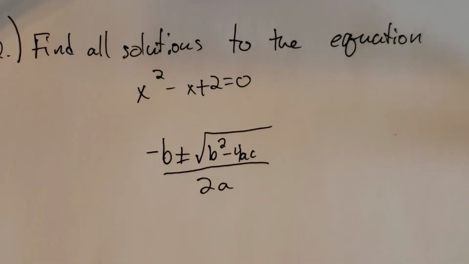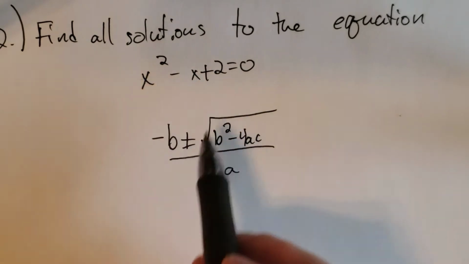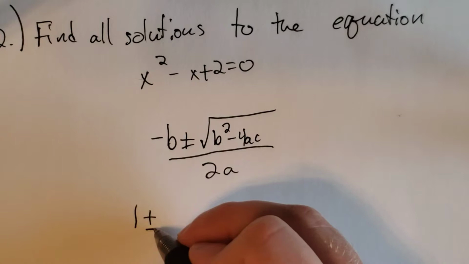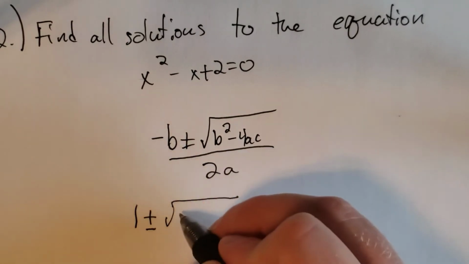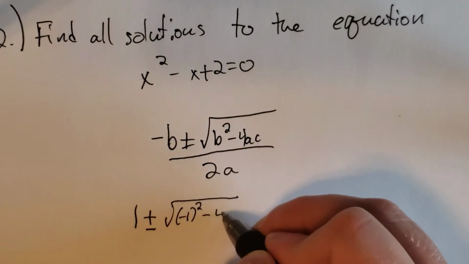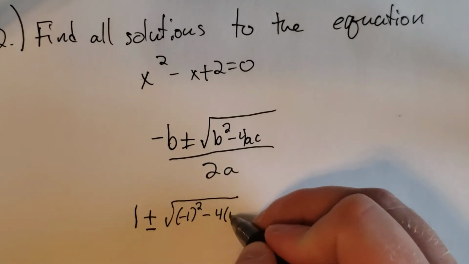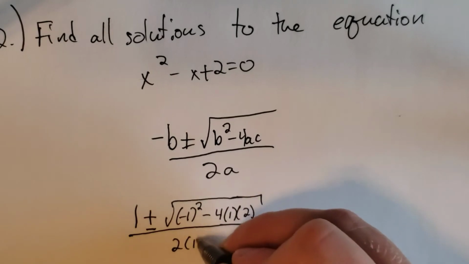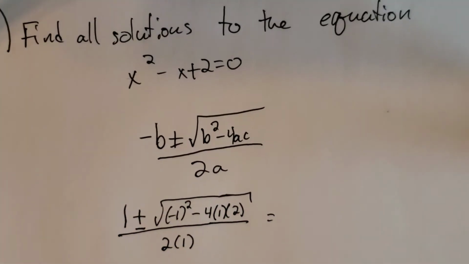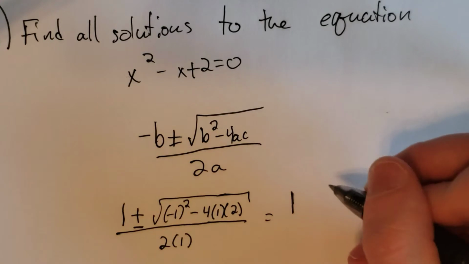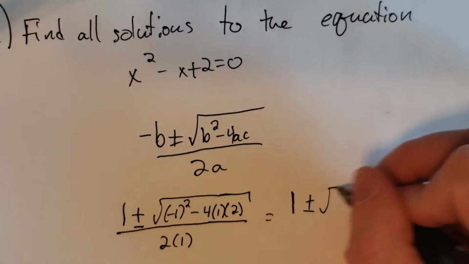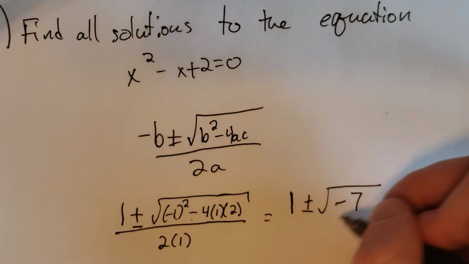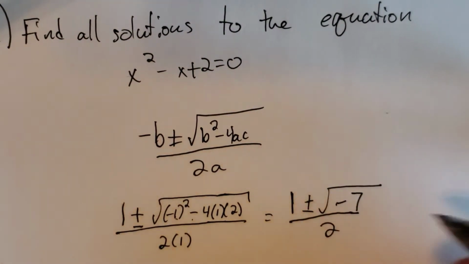So let's go ahead and plug in our values. b is negative 1, so negative of negative 1 is a positive 1, plus or minus the square root of negative 1 squared minus 4 times a is 1, c is 2, all divided by 2 times 1. Well, what does this equal? This is equal to 1 plus or minus the square root of, this is 1 minus 8, so that'd be a negative 7, all over 2.